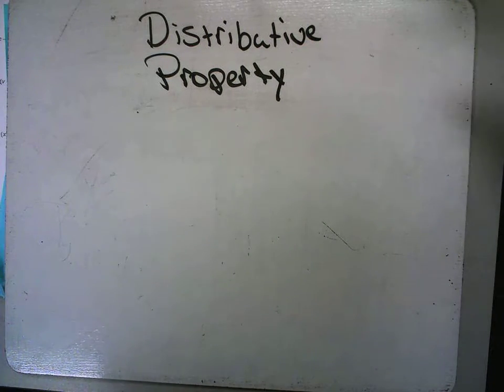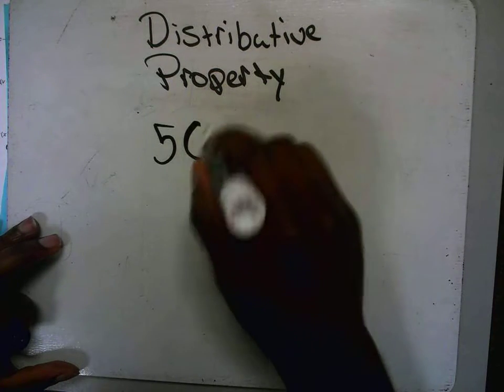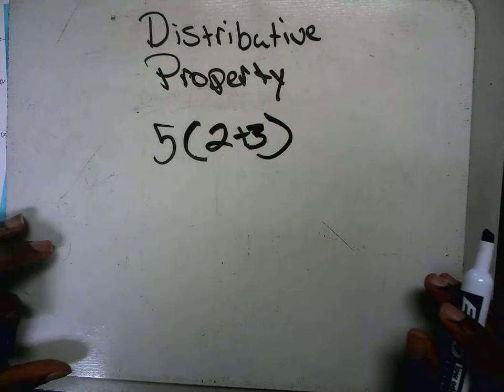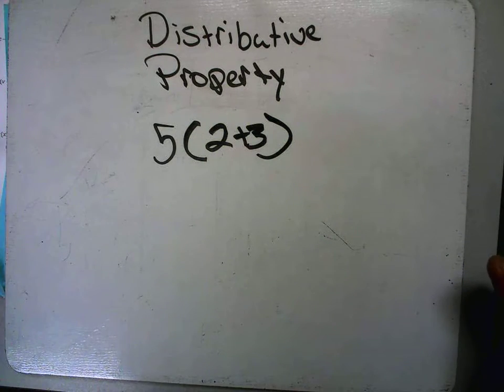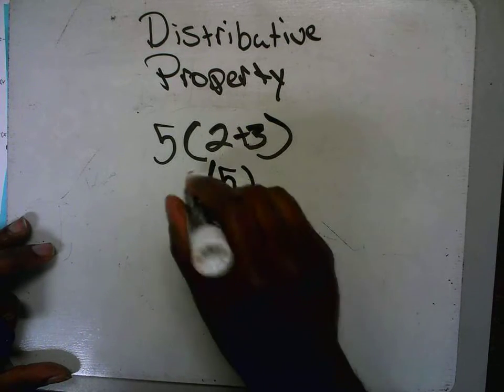Hey, so today we're going to be dealing with the distributive property, as you can see with my beautiful handwriting there. So distributive property, as we've seen before, is a number outside parentheses, and we'll do 2 plus 3 here. Generally, what we've done before is added these two up, and we'll get 5 times 5.